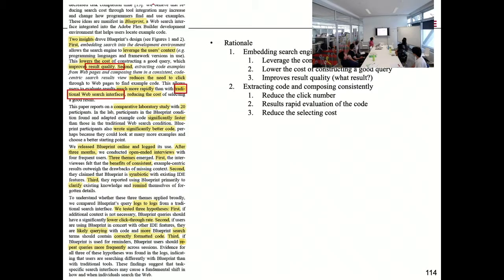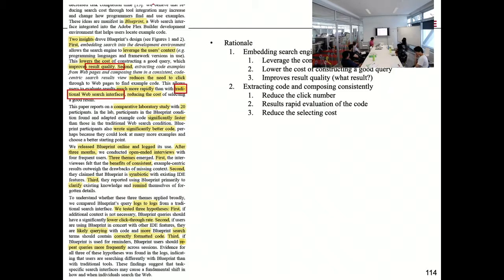And if we lower the cost, then it will finally improve the result quality. This is one of his rationales. So why did he think about it this way, okay? And the other rationale was extracting code and then composing it consistently, which means compatible, because we can't use every language, we can't use every program for every computer or every program. So we can say that is compatible. So he says that his program is compatible.